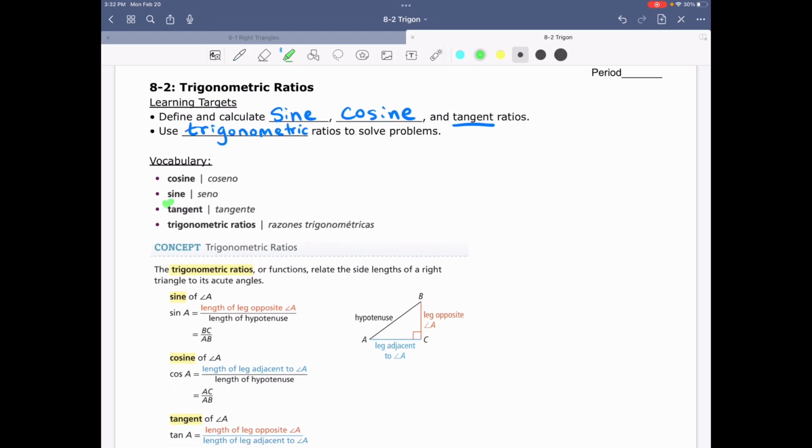Our vocabulary is that we have cosine, coseno, we have sine, seno, we have tangent, tangente, and we have trigonometric ratios, razones trigonométricas.